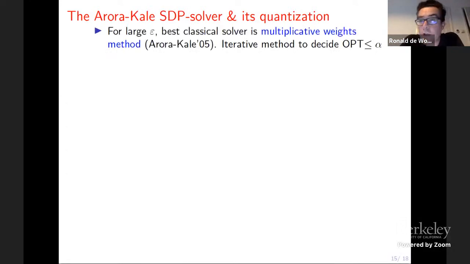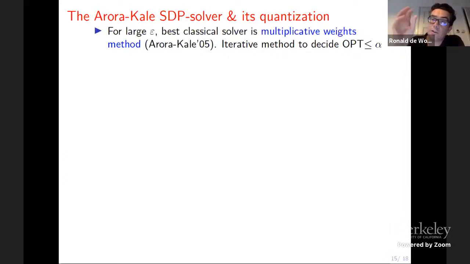Right, so if your epsilon, the additive error you allow in approximating the optimal value, is kind of big, think 1/1000, so it shouldn't be exponentially small, shouldn't be polynomially small, but let's say a small constant, then the best classical SDP solver is the multiplicative weights method of Arora and Kale. You should think of this as an iterative method to do binary search on the optimal value by deciding feasibility. That's what I sketched at the end of the last slide.